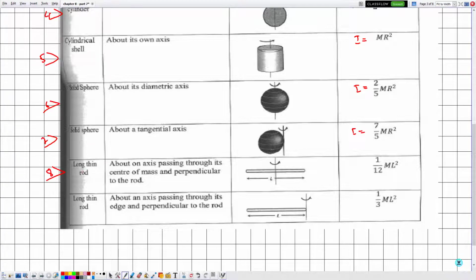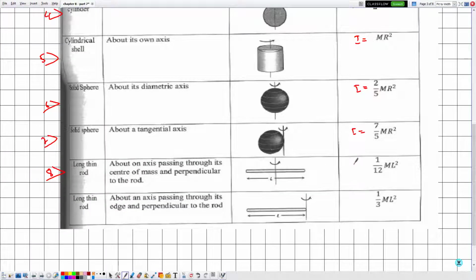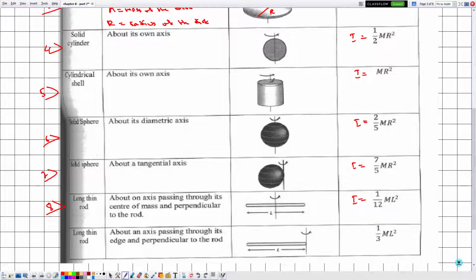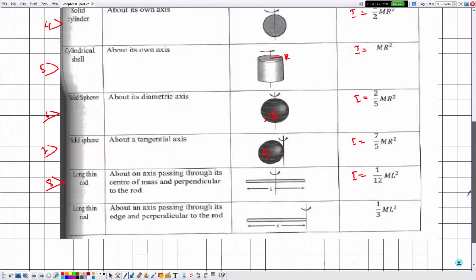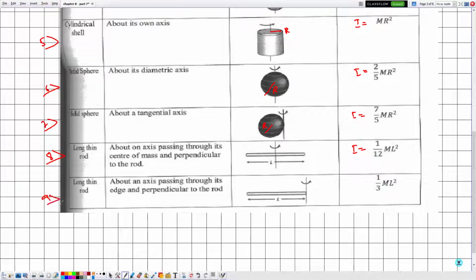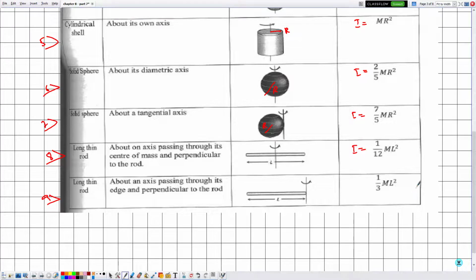Now if we are talking about a long thin rod and it's passing through the center, then it's given by 1 over 12 ml square. In this case, L represents the length of the rod. Here R is the radius of the sphere. In the case of the cylinder, R is the radius of the cylinder. R in this case is the radius of the sphere and is independent of the distance between the radius and the axis of rotation. And finally, for the rod passing through the extremity, it is given by 1 over 3 ml square.